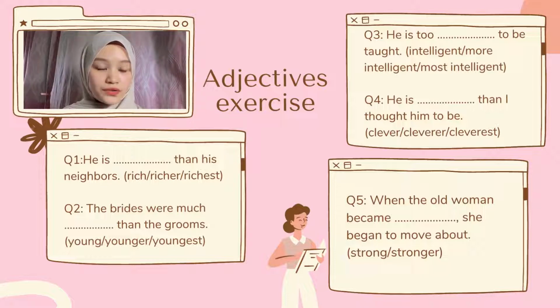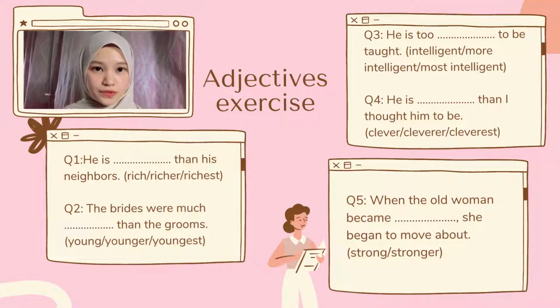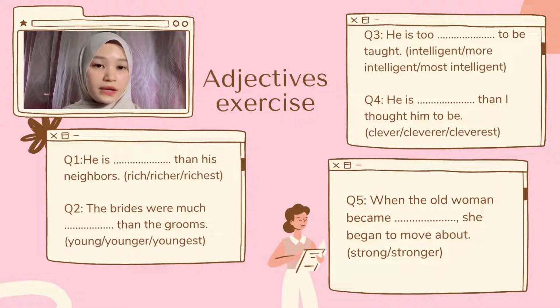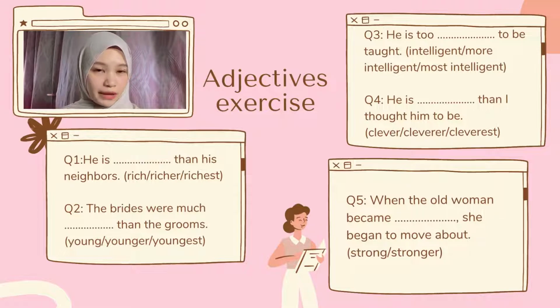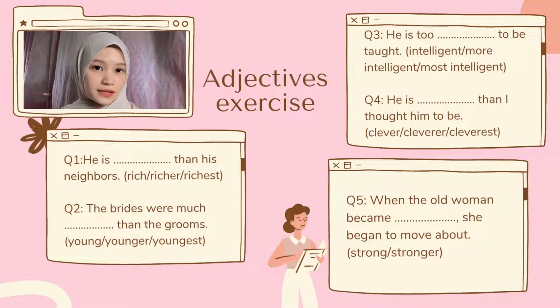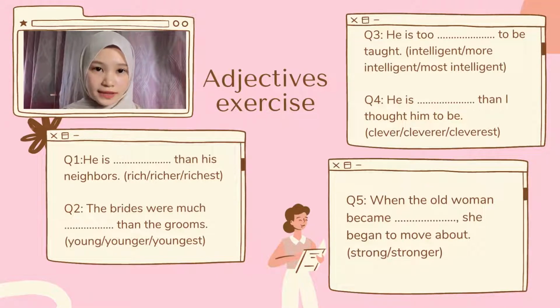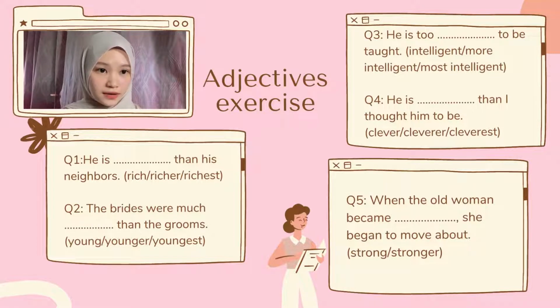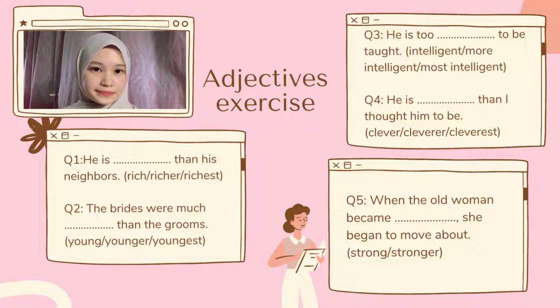Now moving on to the second question. The brides were much, fill in the blanks, than the grooms. So like I said, same with the first question, we have the word than. So it means that we are comparing. So when we are comparing, we have to use the ER forms of the adjectives. So the correct answer is the brides were much younger than the grooms.